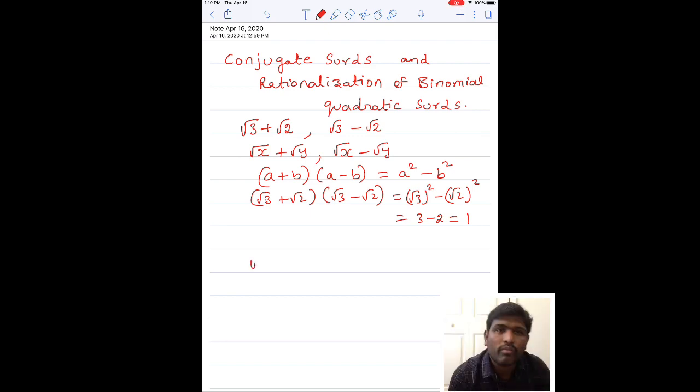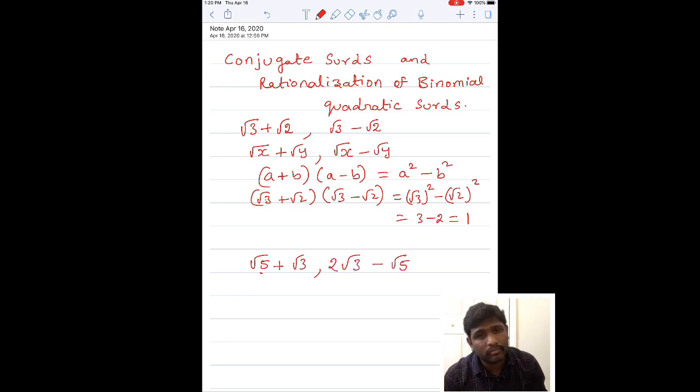So simple. I'll show you an example. Root 5 is a simple surd which is quadratic because its order is 2. Here nothing is written, which means the order is 2. Now root 3 is another quadratic simple surd. Now if you add them, this is a binomial, because two terms are there; it is a binomial quadratic surd. Two simple quadratic surds, if you add or subtract, is called a binomial quadratic surd. And one more example, you can write 2 root 3 minus root 5. This is one more example of a binomial quadratic surd.